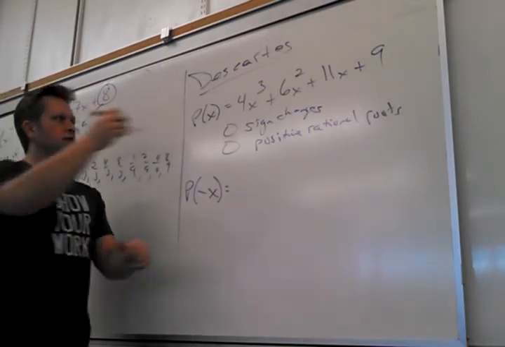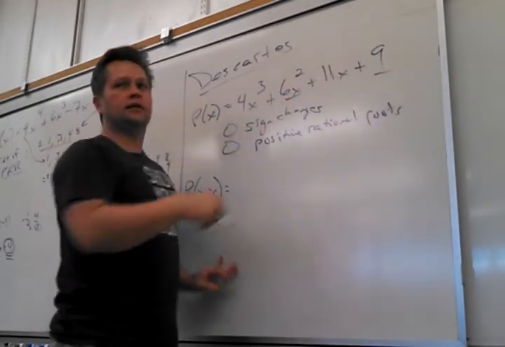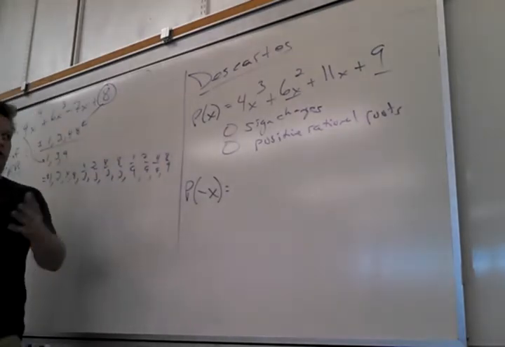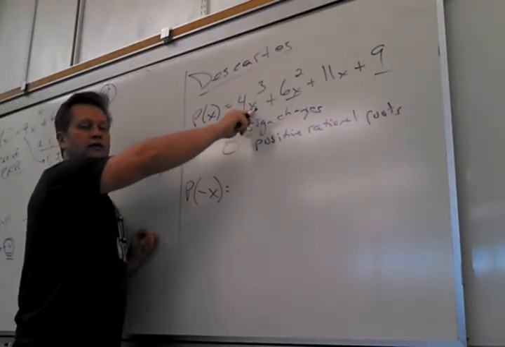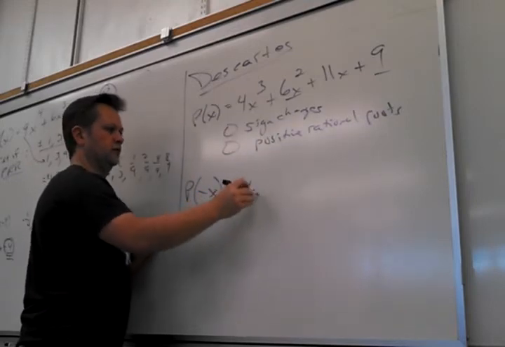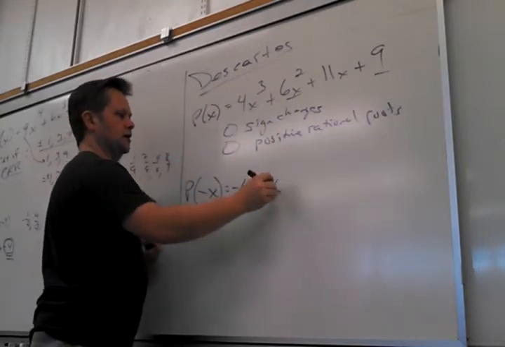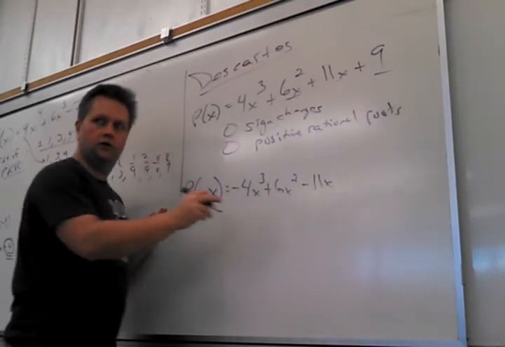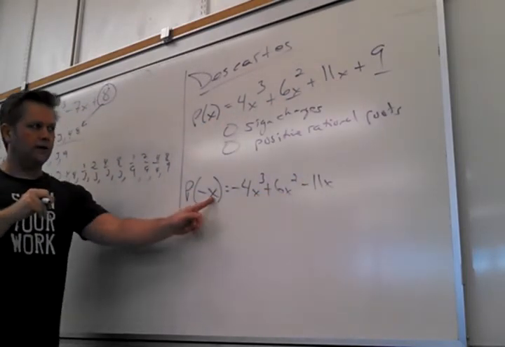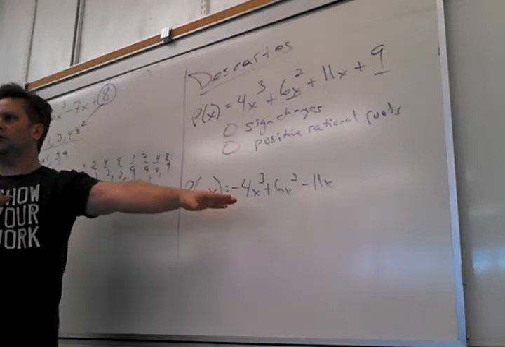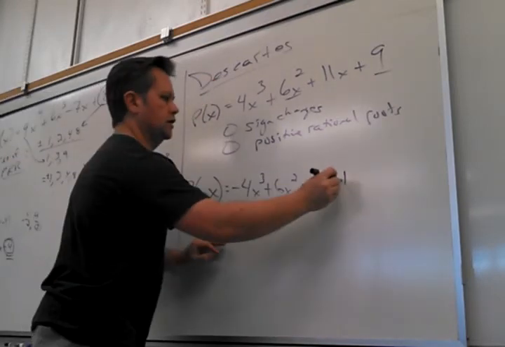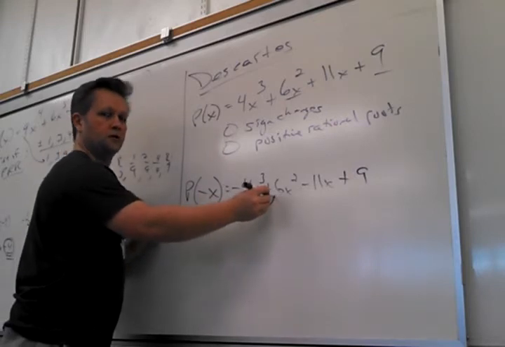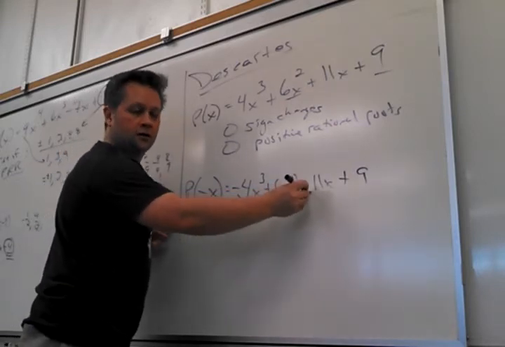X squared. So these guys are going to stay the same. Of course, the 9 doesn't care what x is. But this guy, obviously, negative x cubed is going to be negative. This guy stays the same sign. This guy, of course, directly changes. You guys with me? Plug a negative x in to see what it looks like. And that's plus 9. So how many sign changes do I see now? 1, 2, 3.